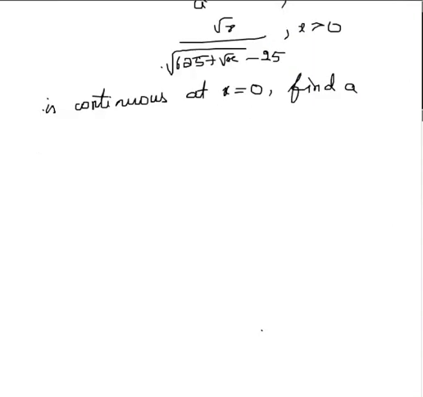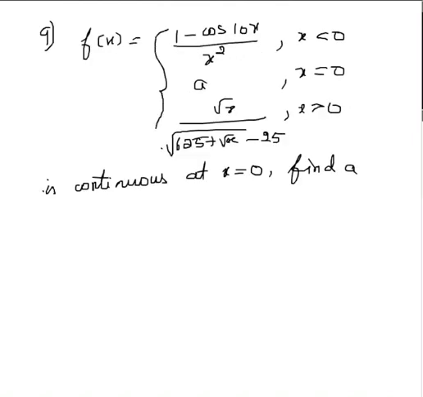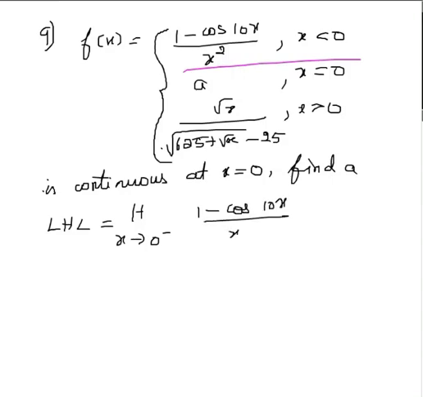Next question, f of x definition is given and it is continuous at x is equal to 0. We have to find the value of a. Here the definition less than 0, greater than 0, two different definitions are given. We need to do LHL and RHL. Limit x extending to 0 minus. For 0 minus, I'll be using less than 0 definition, which is 1 minus cos 10x divided by x square.